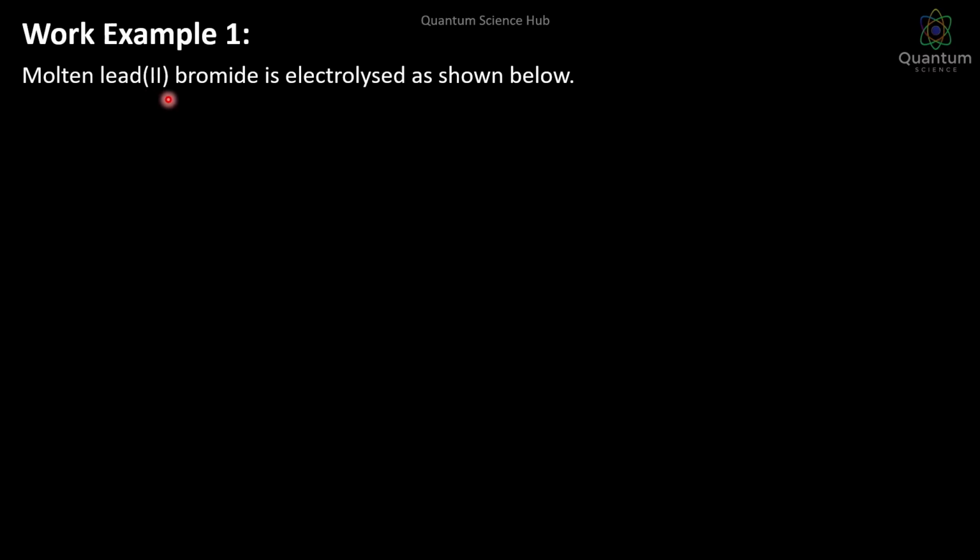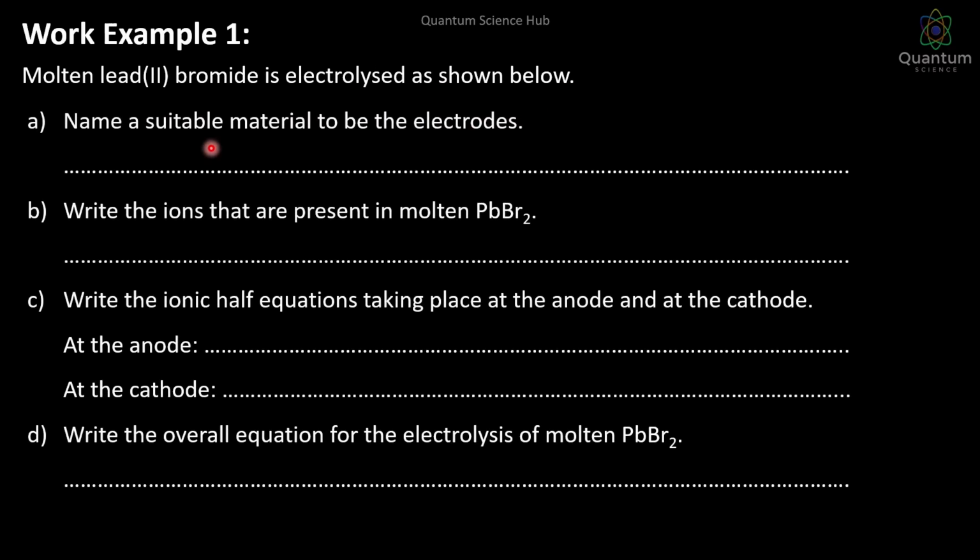Molten lead(II) bromide is electrolyzed as shown below. Okay, so the first question, name a suitable material to be the electrodes. It can be graphite or carbon or platinum, right? You can choose carbon or graphite or even platinum. Anything works. Next, write the ions that are present in molten PbBr2. So what is the ions? Pb2+ and Br-, right?